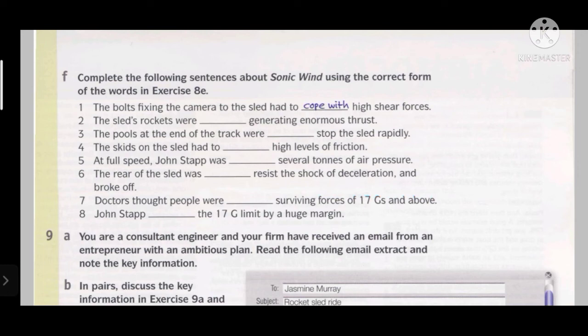So this is the shear force. Like for example a loaf of bread. If we are holding part of the loaf of bread and we are cutting the other part, the part we are cutting is going to go in another direction and the part that we are holding in our hands is not going to go anywhere.